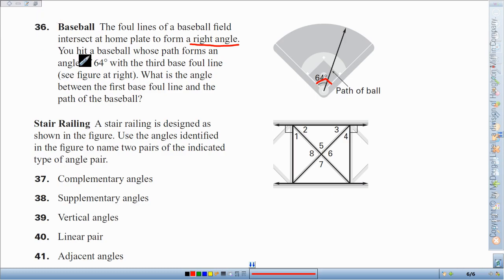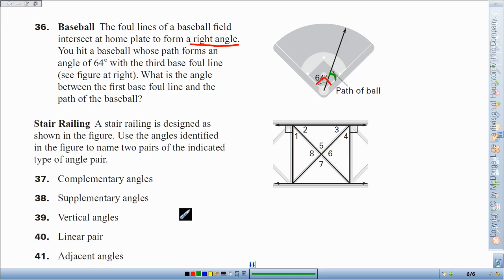It says you hit a baseball whose path forms an angle of 40 degrees with the third base foul line. So here's the path of your baseball. Here's the third base foul line. What is the angle between the first base foul line and the path of the ball? So what their question is, by the way, let me make this look a little better. Nice right angle. They're basically asking, what's the measure of this angle? I'm going to leave it to you. If this is a right angle and this is 40 degrees, what does the other one have to be?